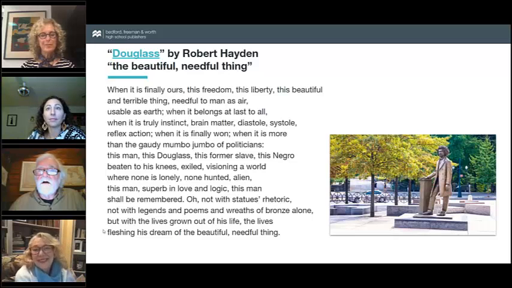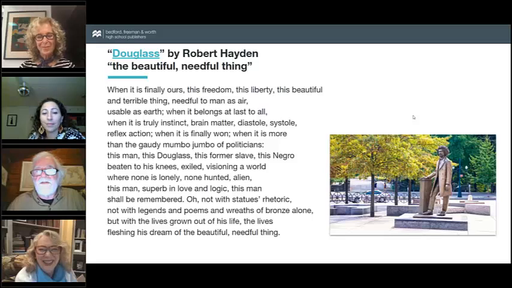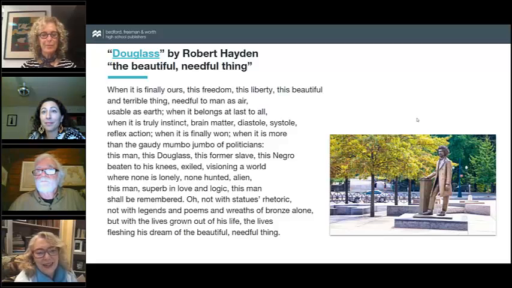Elizabeth Alexander talked about Hayden and some of the beautiful lines in this poem, particularly this beautiful, needful thing. And there are many monuments to Douglass. This one's in Central Park, and I believe it's a fairly recent one. Central Park. There you are.